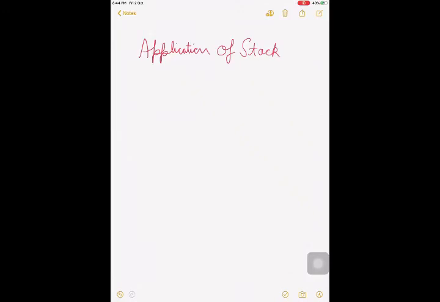Dear students, I welcome you to this session in which we will be discussing the questions on application of stack. There are two types of application of stack that we will be going to discuss. The first type will be infix to postfix conversion, the algorithm of which we have discussed in the theoretical session, and you must be clear with the steps that are included in that algorithm.